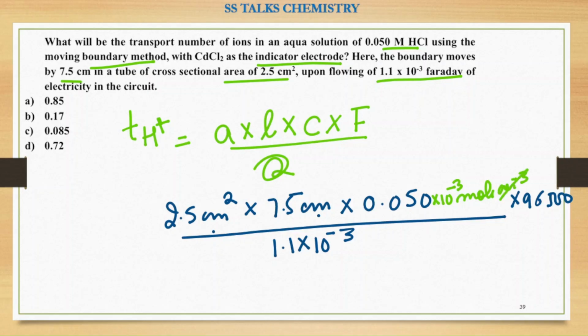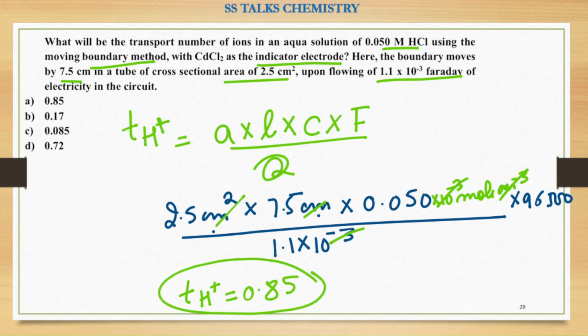So with this centimeter cube, the centimeter terms will get cancelled out. With 10 raised to the power of minus 3, this will also get cancelled out. The transport number of the H positive, we will get as 0.85. This is going to be the value. So the answer is option A over there.